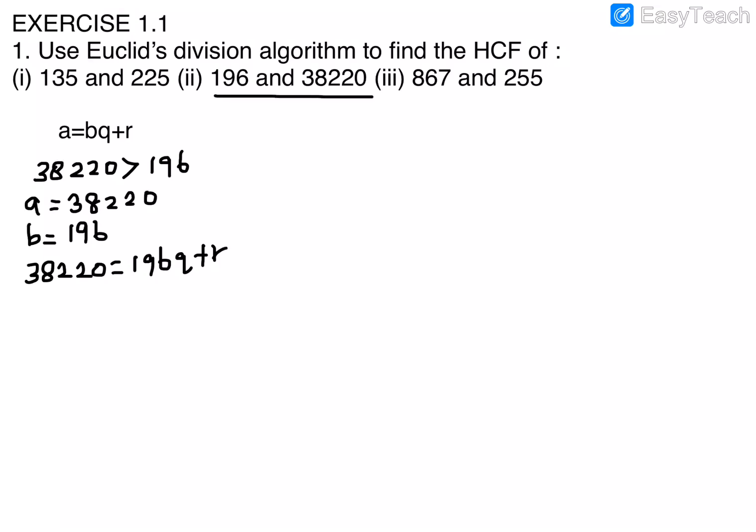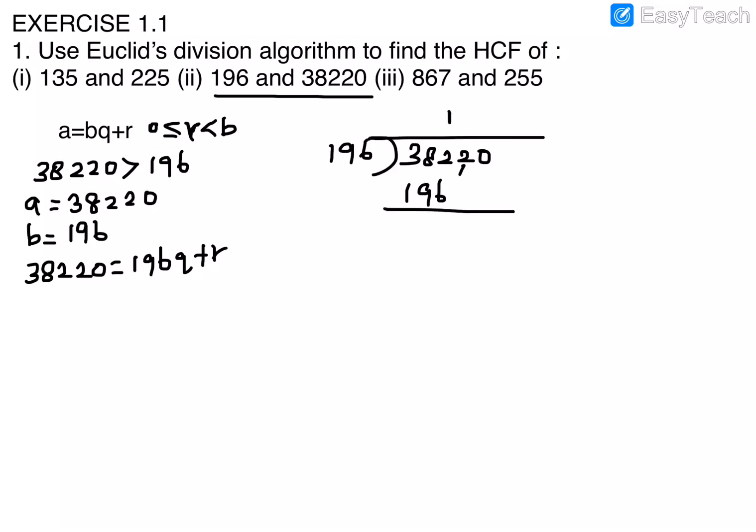Every time, as soon as you write the lemma, you should write the limit, which means R is less than B and greater than or equal to 0. In every problem you should write it along with the lemma. Okay, let's come back to our question. I'm going to do the long division for these two. So the dividend inside, the divisor outside. I take 382, 196 twice, so the remainder is 681. So 186. So I bring the 2 down.